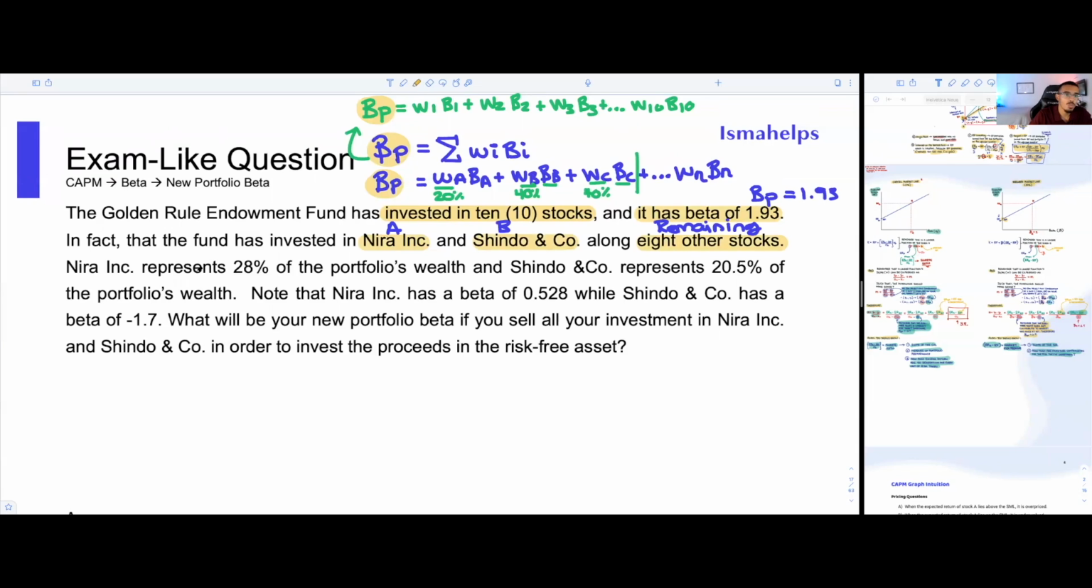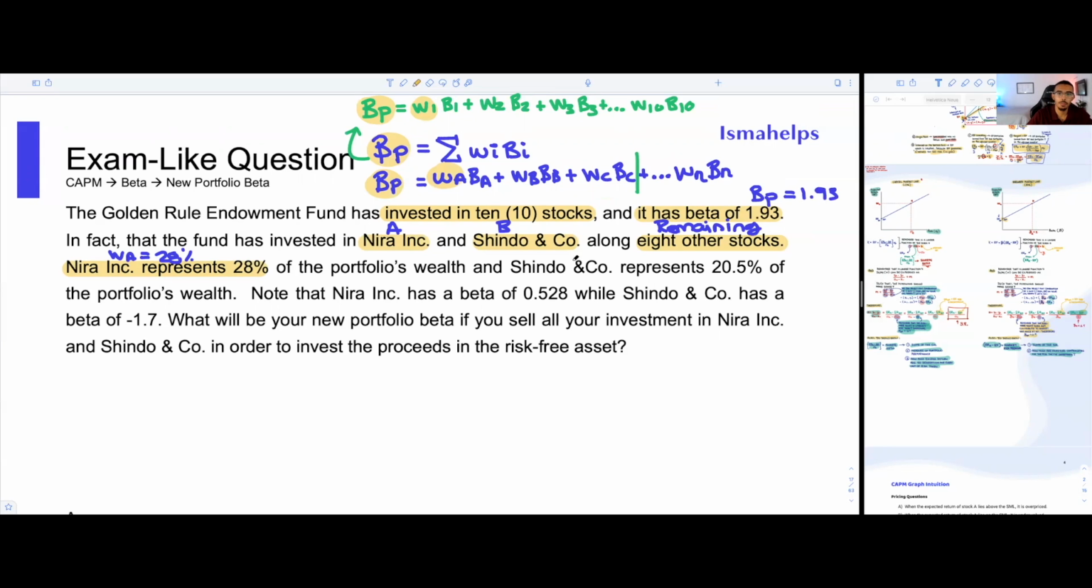And they're telling you that Nero Inc. represents 28%. So you could say that Nero Inc., so the weight of A, is equal to 28% of the portfolio. That's pretty awesome. You could actually go ahead and highlight this within all of our formulas. Now, I guess this would not be as valid anymore, so you can maybe remove these. Sorry about that. I'm just trying to be a little bit surgical with it. There you go. So that's awesome.